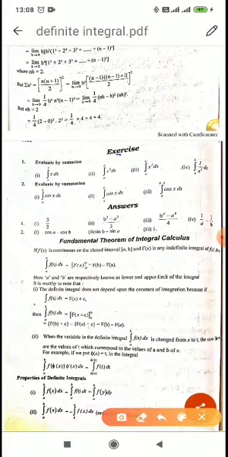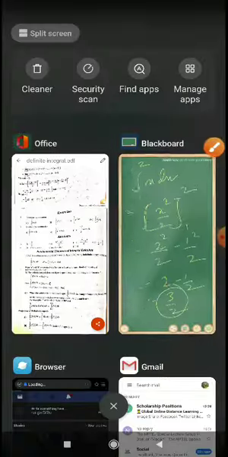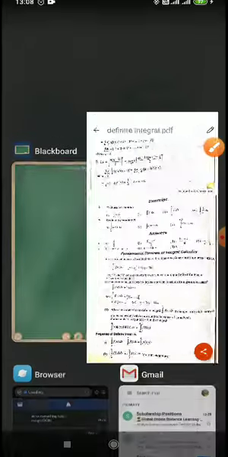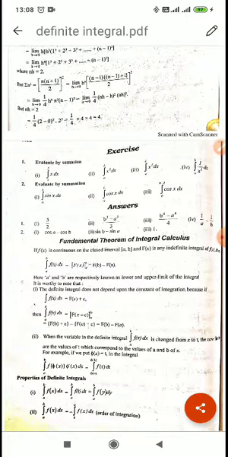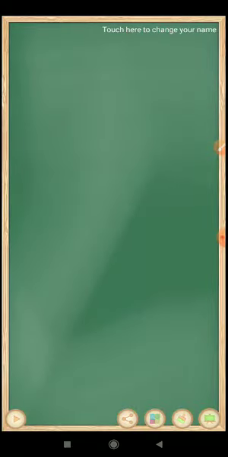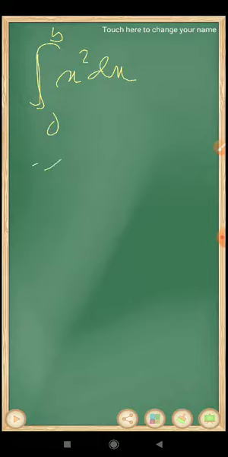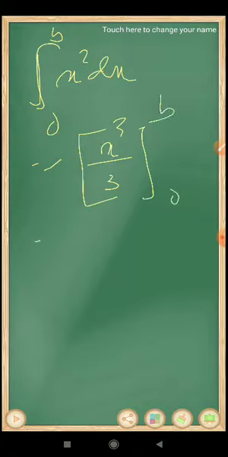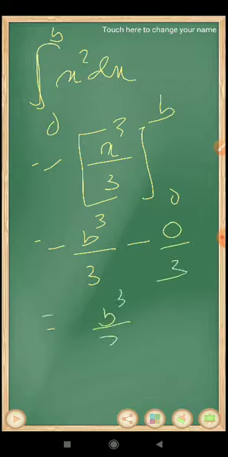Now you go for this question. What does the question say? X square into dx from 0 to b. Integration from 0 to b of x square into dx. The integration of x square is x cube by 3, and the lower limit is 0 and the upper limit is b. So instead of x you put b: b cube by 3 minus, instead of x you put 0, 0 by 3. So the answer is b cube by 3.